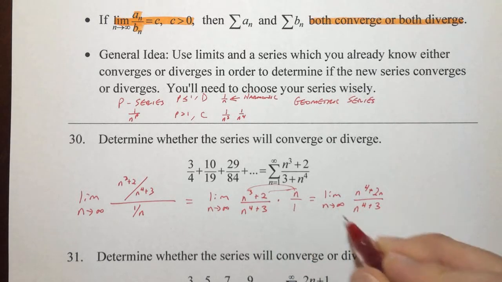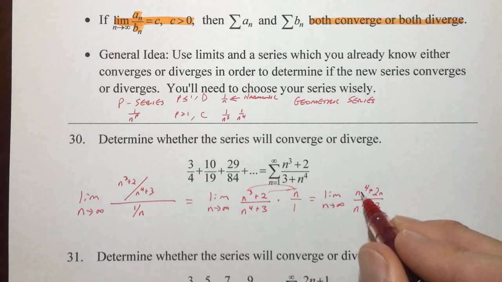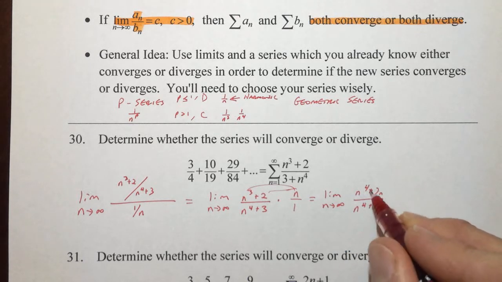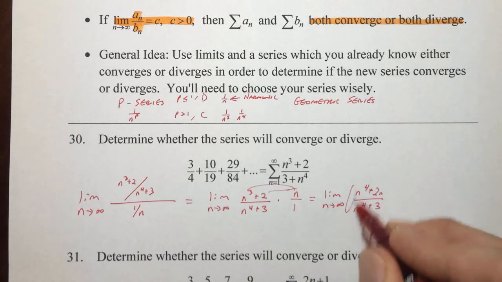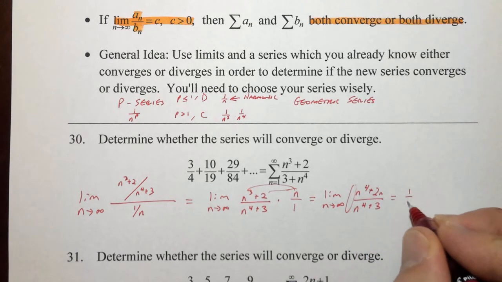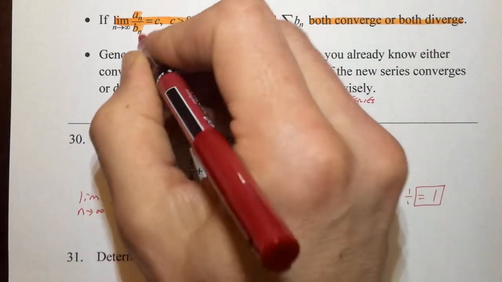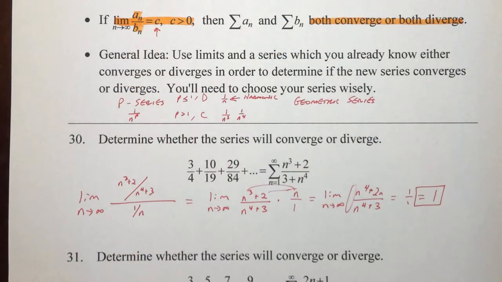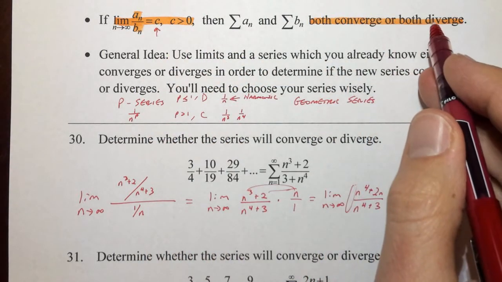Now we have a limit that we've been discussing for almost 2 years now. It's a really easy one to find. We see the highest exponent is the same in both the numerator and the denominator, so we take the leading coefficients, which are both 1s. So the limit is 1, and that's our C. C is bigger than 0, so that means that both series converge or both diverge.